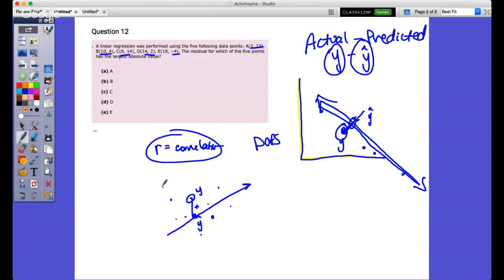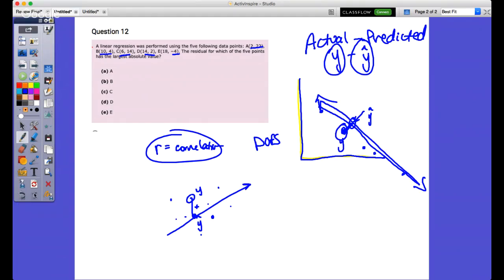The one that would have the largest residual would be the one that's furthest away from the least squares regression line, okay? And remember, what is the least squares regression line? It is literally the line of best fit that minimizes the squared residual. That's it, minimizes the squared residual.